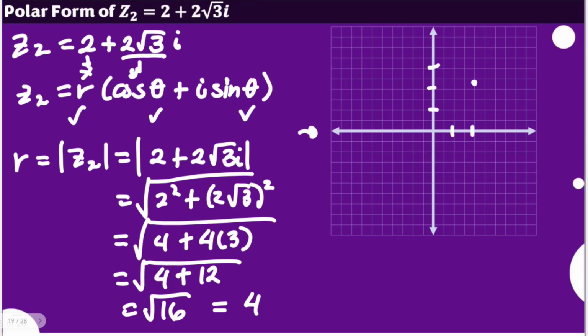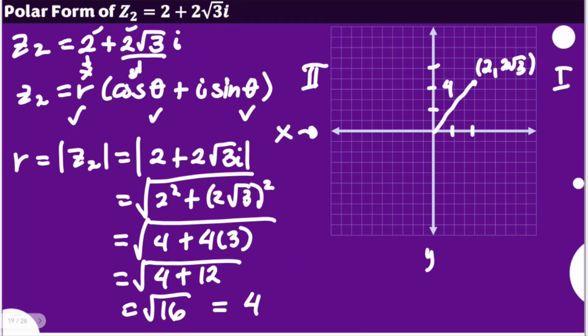Take note that on our Argand diagram, or the complex plane, this is our y, this is our x, and we share the same quadrants. Since both of them are positive, we can see the point in quadrant 1. This is again 2 and 2 square root of 3. R, as mentioned, is the distance from that complex point to the origin. This is our 4 here. So we are now okay with r.